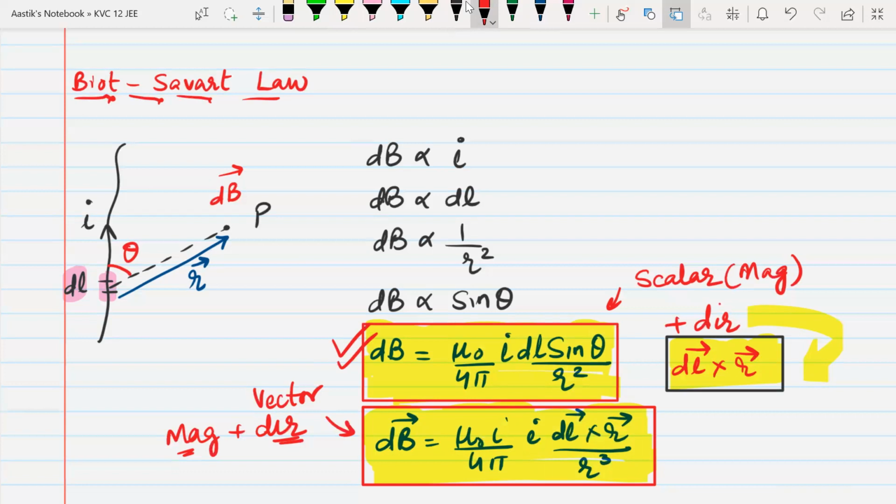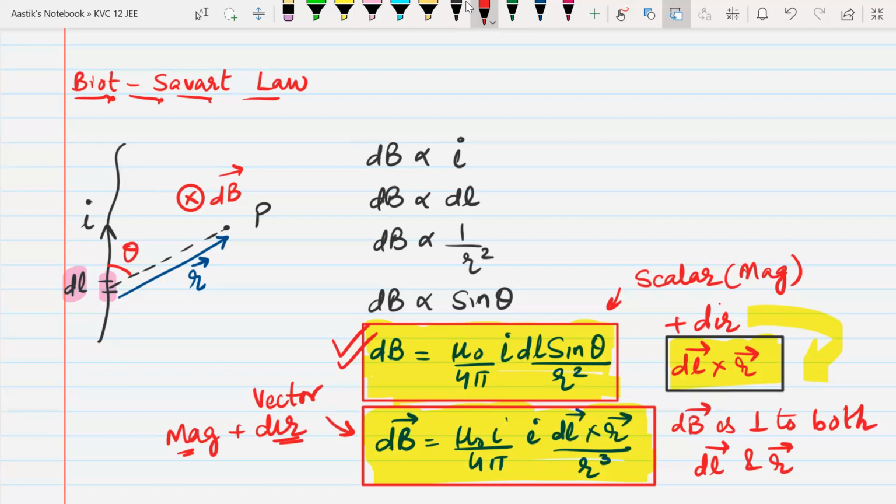Do we remember the cross product, anyone? The direction of the magnetic field dB is perpendicular to both the dl vector and the r vector. Do we understand this? In this particular case, it will be going inside the plane of the paper. Inside the plane of the paper will be written by a cross. Outside the plane of the paper will be written by a dot. We will understand this cross and dot in the next class.